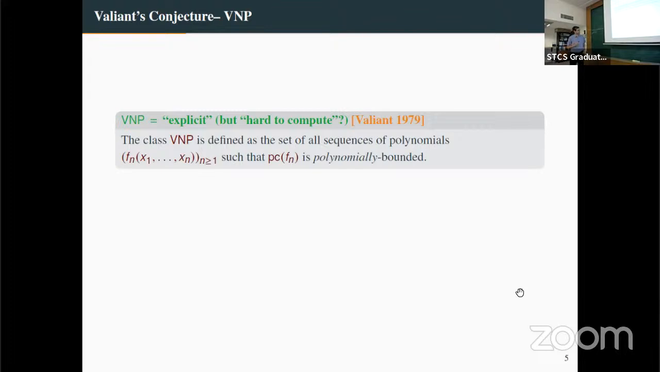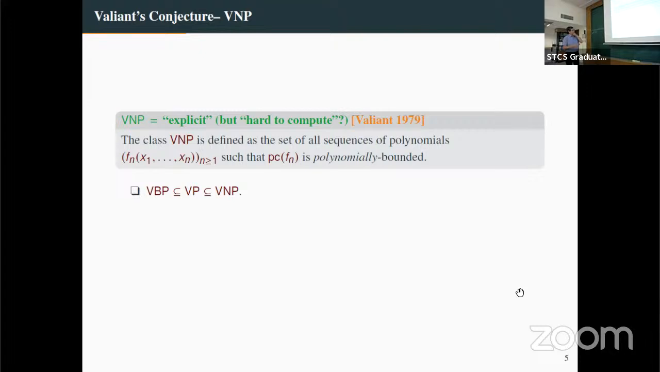It's not a precise statement. So the conjecture is clear that if you take a polynomial with difficult looking coefficients, then it may not even be in VNP. Usually it will not be in VNP, it will be much harder. So this is the definition of VNP. It's not very important for the talk.